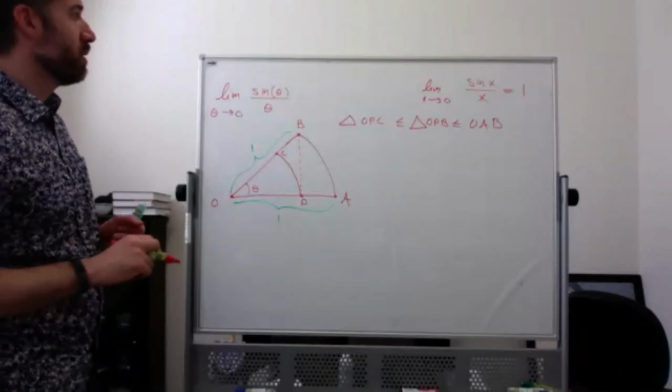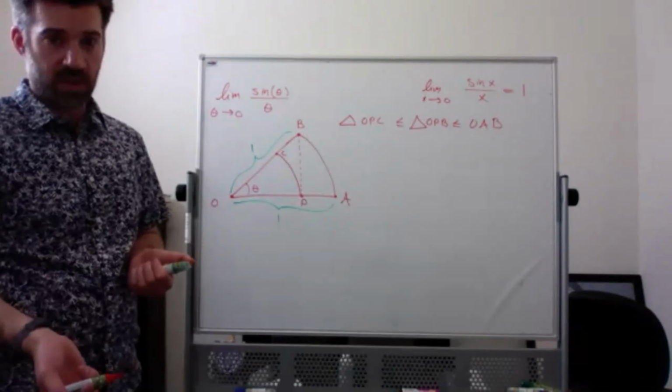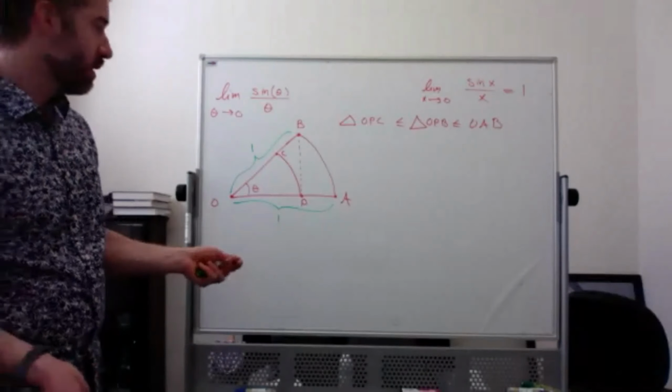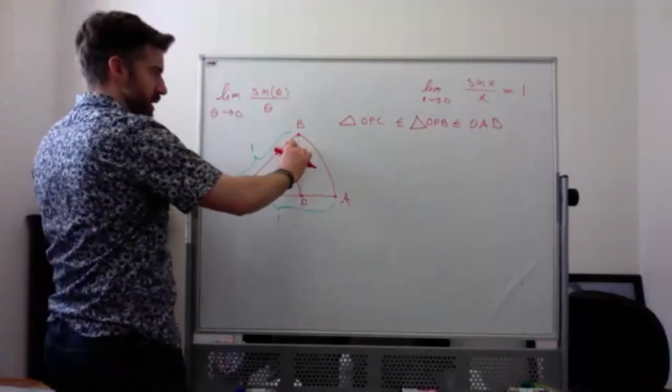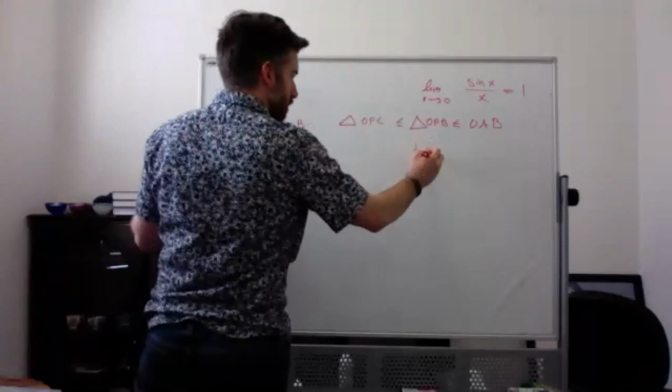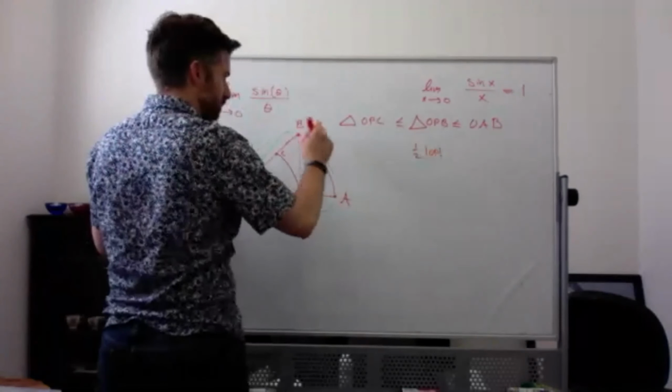Okay. So then we need a formula for each of those things. Now, we all know the formula. Hopefully, we all know the formula for the area of a triangle. It's 1/2 base times height. So this here is going to be 1/2 the length of OP times the length of PB.